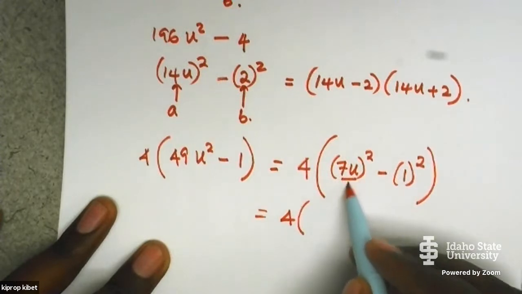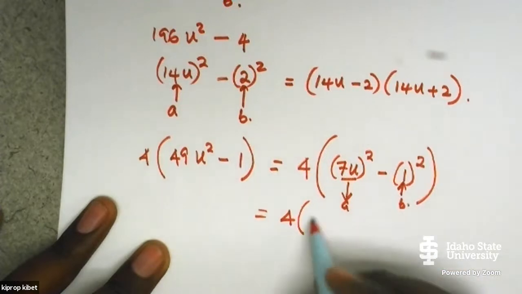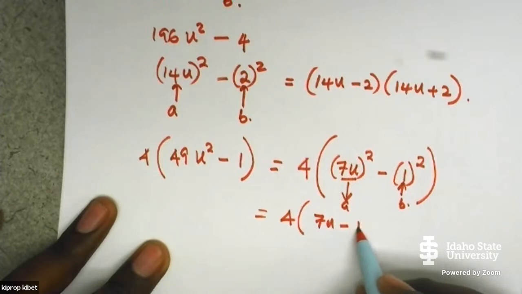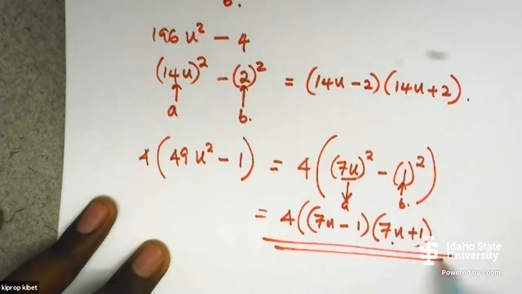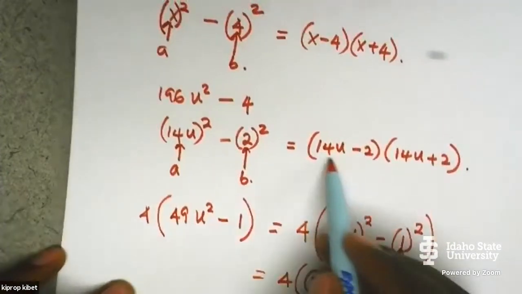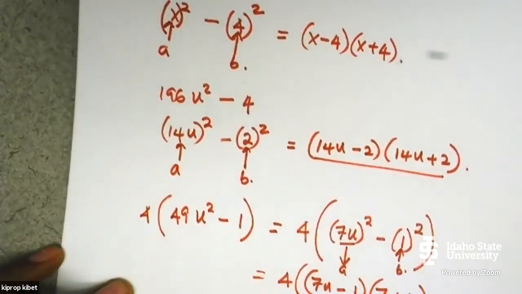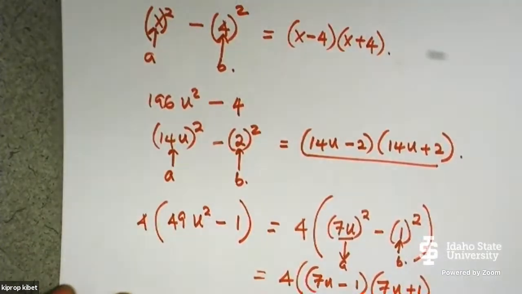This is our A and this one is our B. So 4, 7u minus 1, 7u plus 1. They need to show that both have more answers. I don't know whether Newton will accept this one. If you do it like this, I think it will take it.